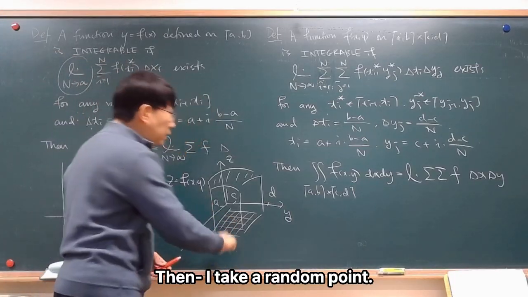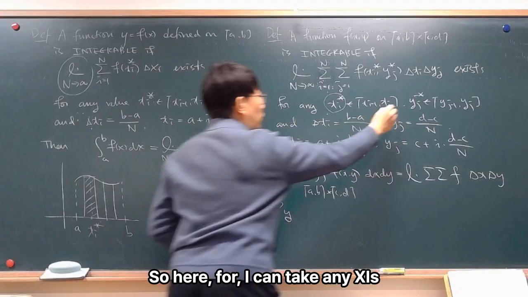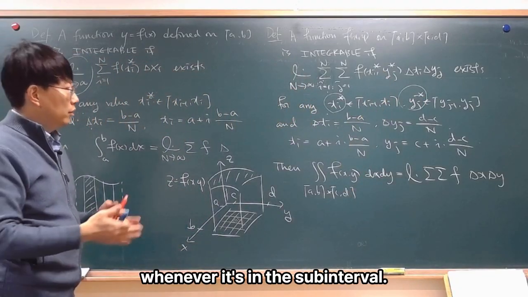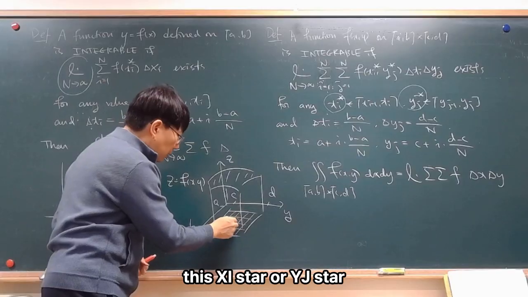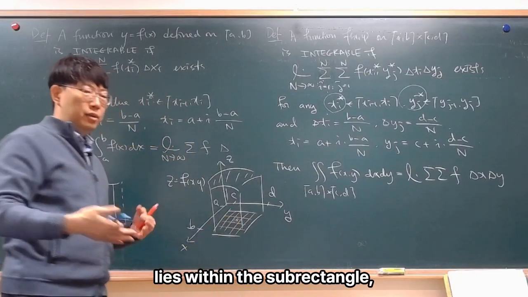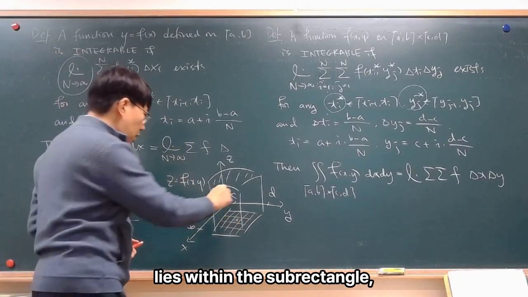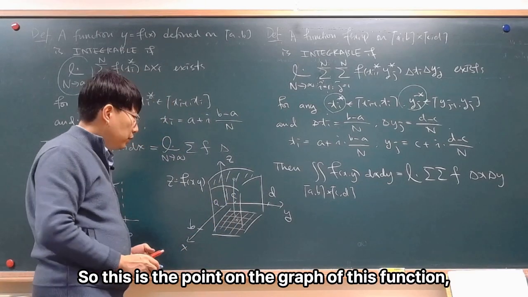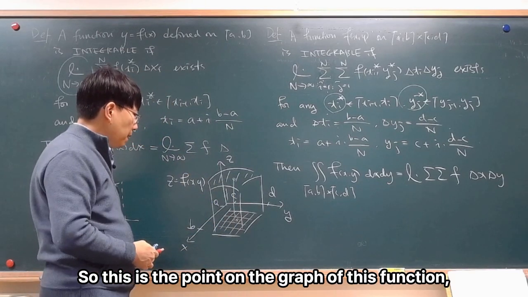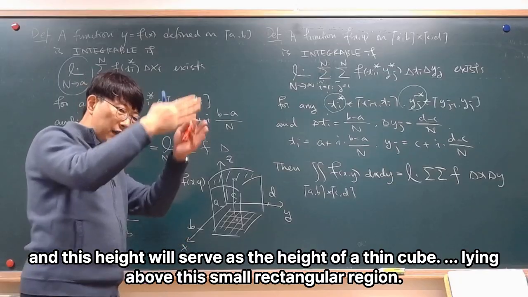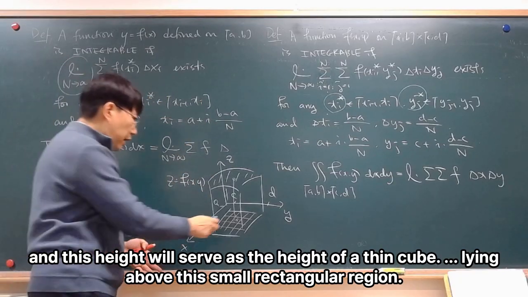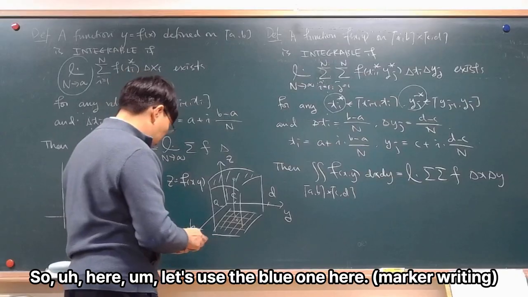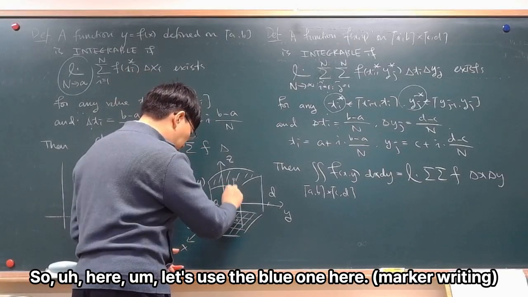And then I take a random point. Here, I can take any xi star and yj star whenever it's in the subinterval. It means that this point lies within this subrectangle, and I take the height at that point. This is the point on the graph of this function, and this height will serve as the height of a thin box lying above this small rectangular region. So here, let's use the blue one.